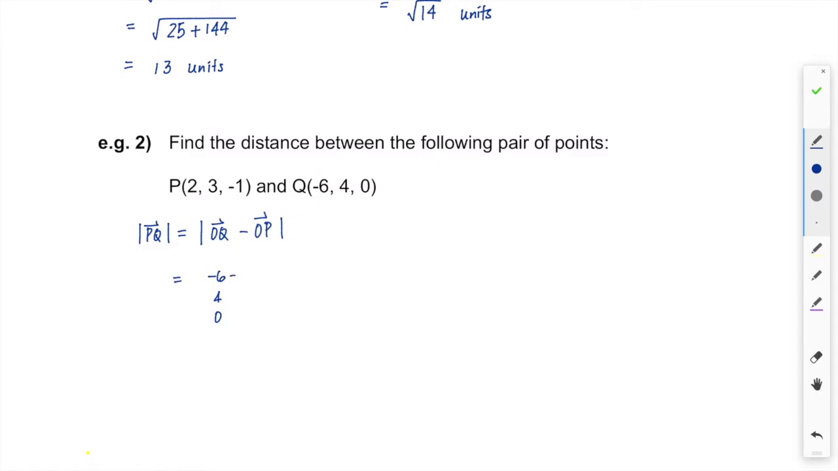So -2, -3, minus -1, so +1. And don't forget, we're calculating the magnitude of this vector. So x component works out to -8. Y component is 1. Z component is also 1. So 64 plus 2, I have square root of 66 units, just like that.